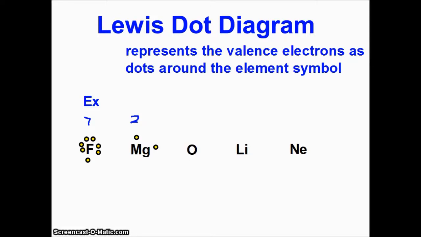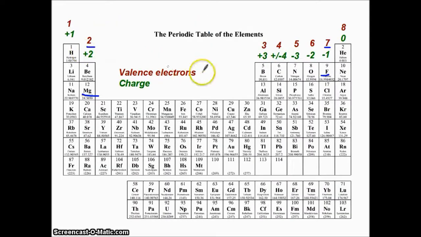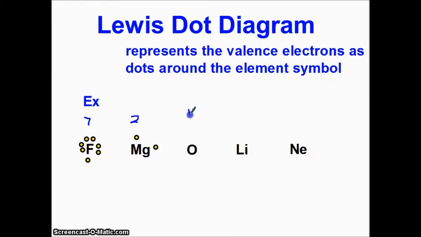Let's look at oxygen. So you might be able to do some of these on your own now. Here's oxygen. It has 6 valence electrons. So going back, we know we have 6 valence electrons, and so it should have 6 dots. 1, 2, 3, 4, 5, 6. So we have 6 dots there, and that's my Lewis dot diagram for oxygen.